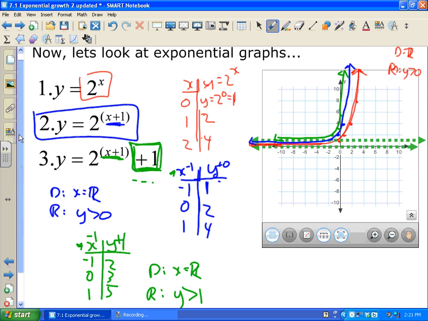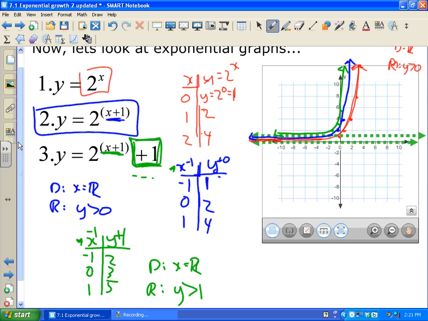Same graphs, same behavior, parent function, shifting. Just like we did with our radicals. Both our square roots and our cube roots, this behaves just the same way. Start with your parent, make the child, plot the child. Don't forget to graph your asymptotes and give me your domain and range.